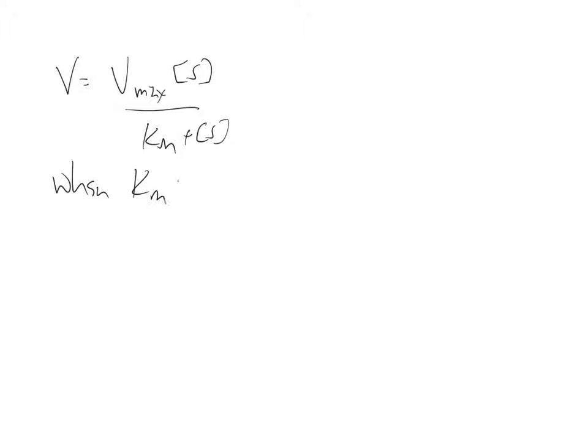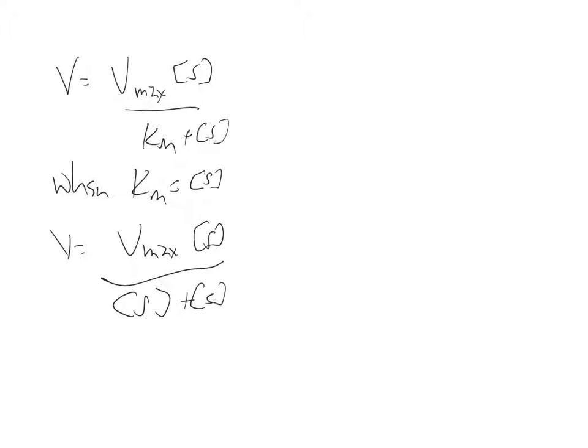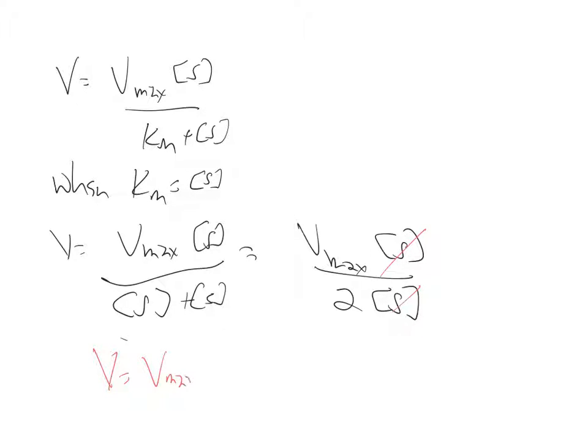When Km is equal to S, then what happens is V becomes Vmax times S over S plus S, which is the same thing as saying Vmax times S over 2S, right? Well, this simplifies. What's going to simplify there? It's going to be the S's cancel. I have an S on the top and S on the bottom. And so this becomes V is equal to Vmax divided by 2.